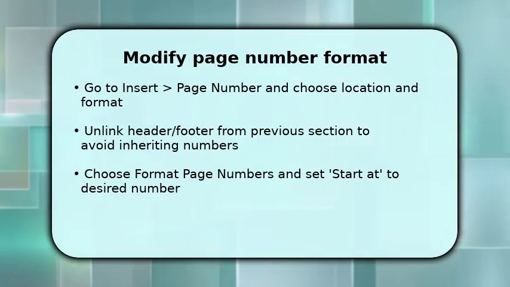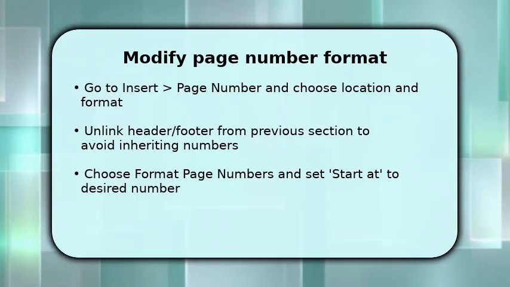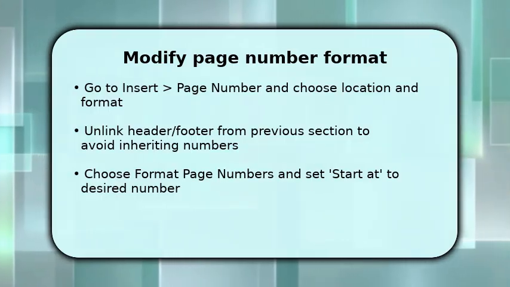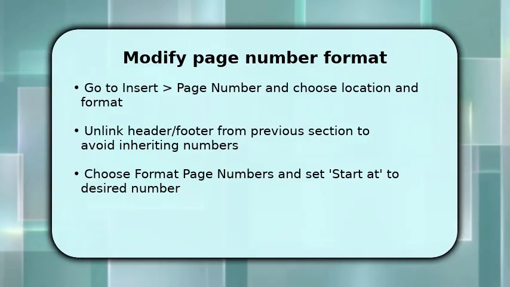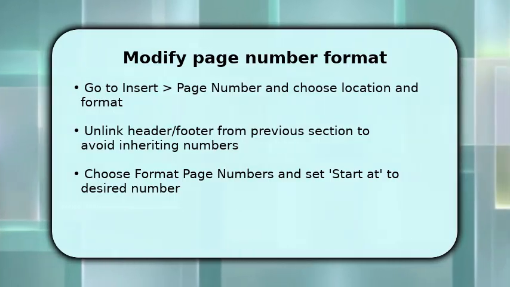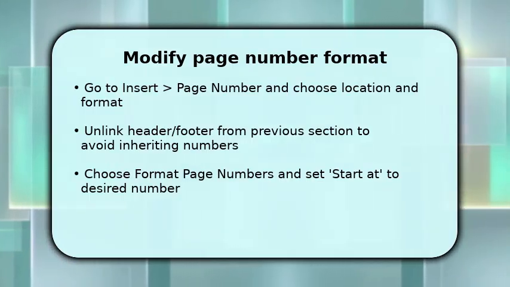Make sure to click Link to Previous to turn it off so the sections are independent, because otherwise formatting carries over. Then choose Insert Page Number Format Page Numbers and set Start At to the number you want. This tells Word to begin counting that section at your chosen value, rather than continuing the previous.